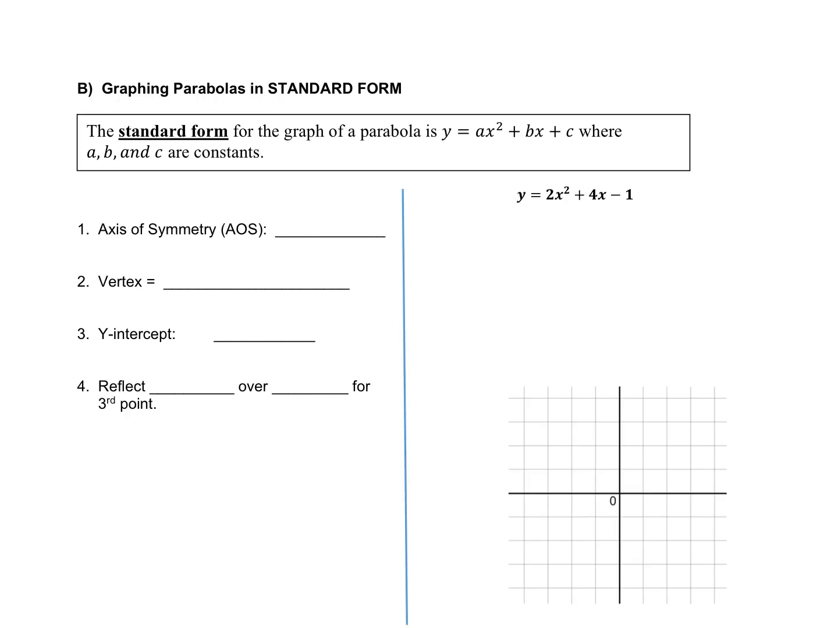So now we're going to do standard form, where standard form is our standard form of our parabola or our quadratic equation, I mean. And so it's y equals ax squared plus bx plus c.